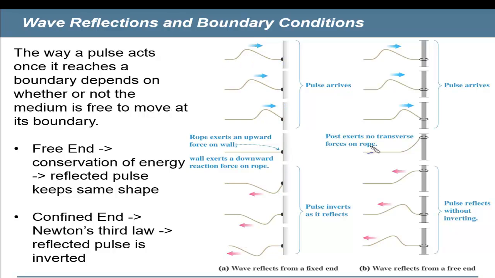So we have two types of scenarios. If the boundary condition is a free end, so it's allowed to move, then the reflected pulse has the exact same shape as the incoming or original pulse. If the medium is not free to move at the end point, so the boundary condition is fixed, then we get the same shape again, but it's inverted. So it's just the upside down of the incoming wave.